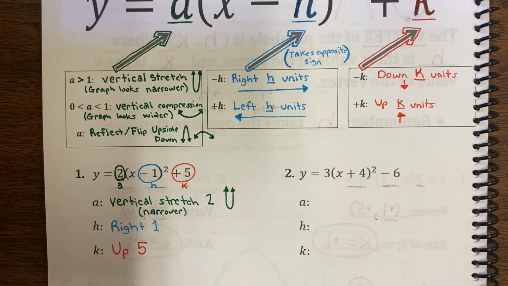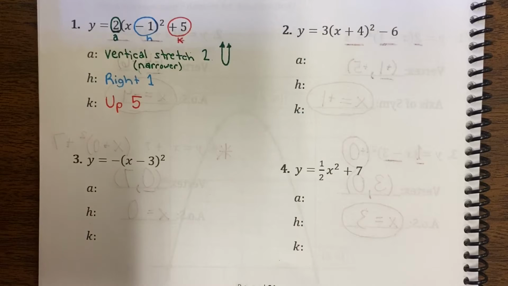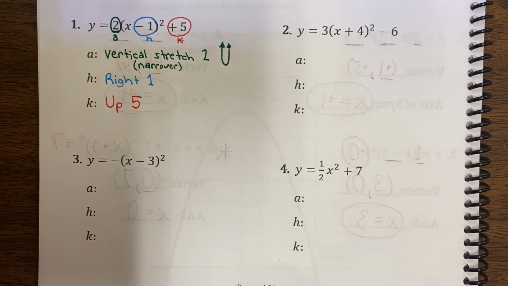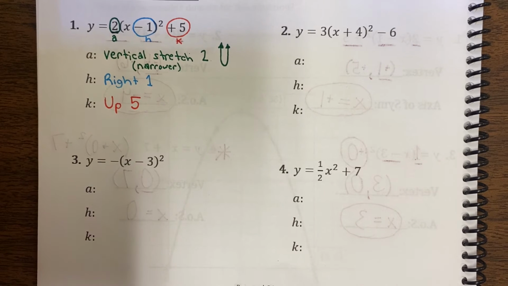Let's look at a few more examples, putting all that we know together to use. Please keep your notes handy so that you can reference them for the rest of these practice problems. For example 2, I want to label my A, my H, and my K.